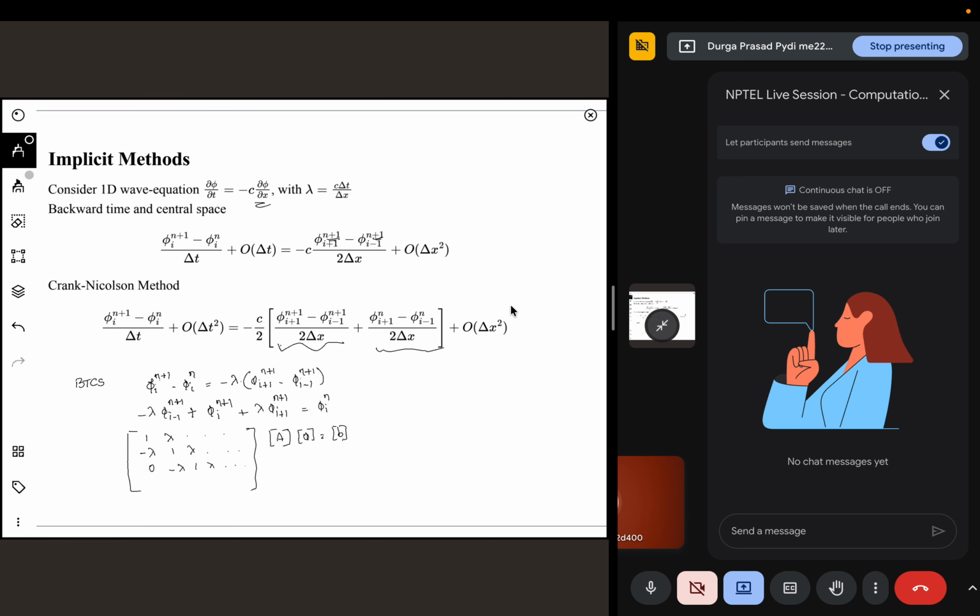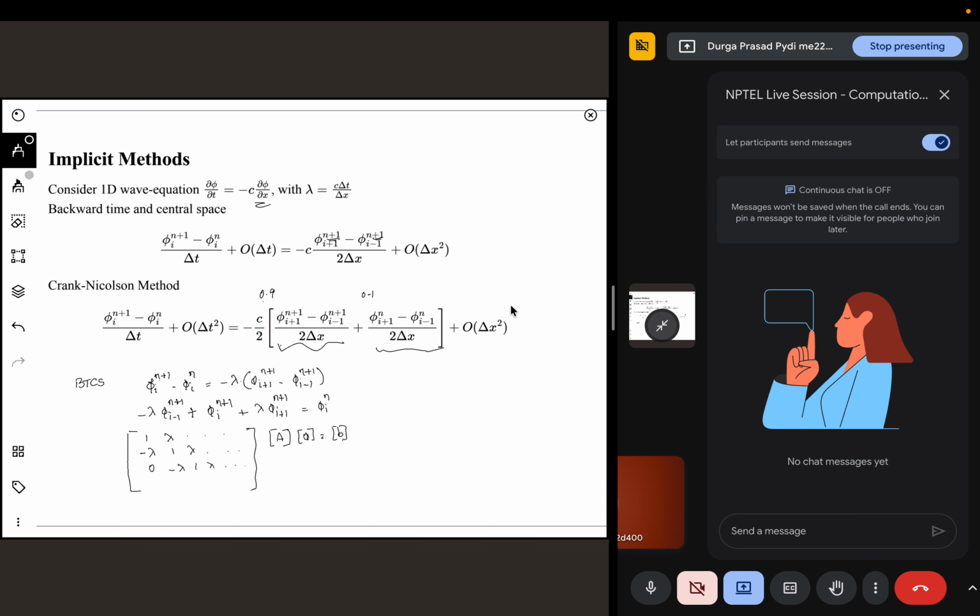You can change the weightages. Say you can give higher weightage to this one, say 0.9, and 0.1 for this, and accordingly adjust this value. So instead of c by 2, you put c times 0.9 times this plus 0.1 times this, or any other weightage that you can try. The weightage will decide the value of lambda for this.